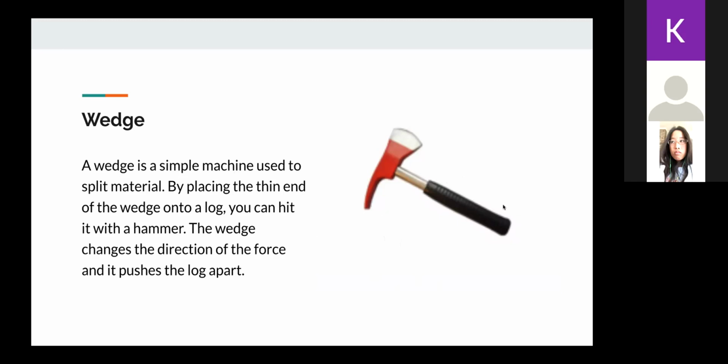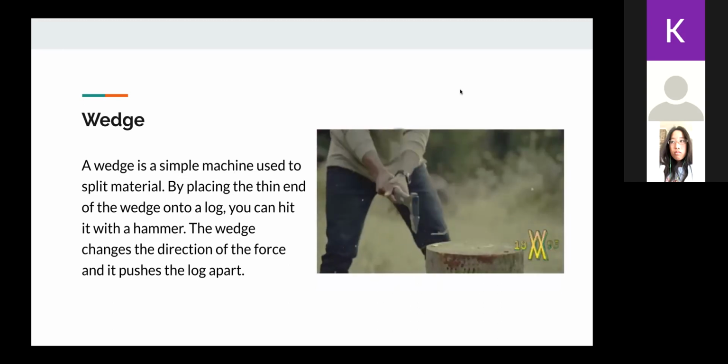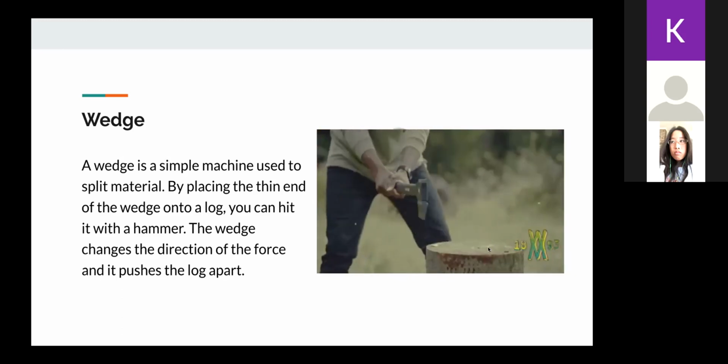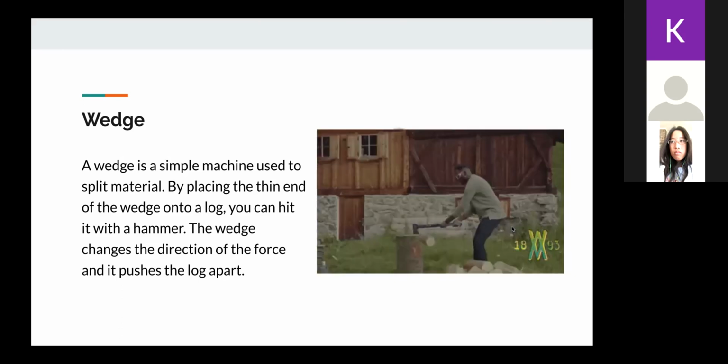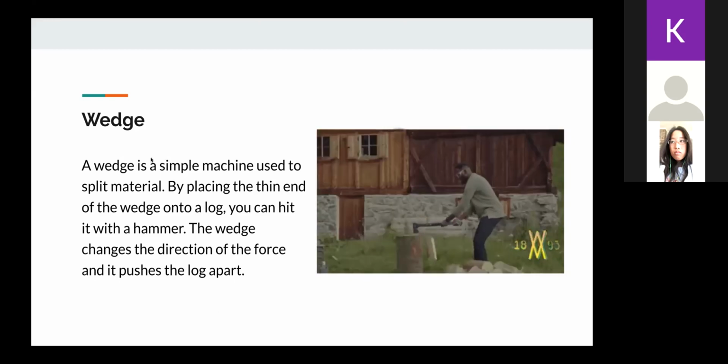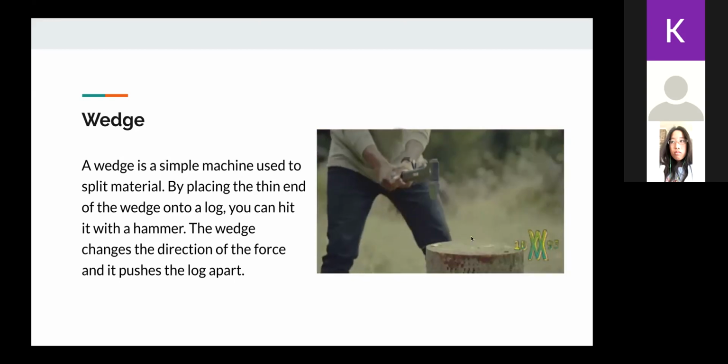Examples of this wedge include knives, chisels, and axes. And here I put down a GIF of a man using a wedge to cut a log in half in, obviously, real time. So basically, a wedge is a simple machine. We use this to split things in half.